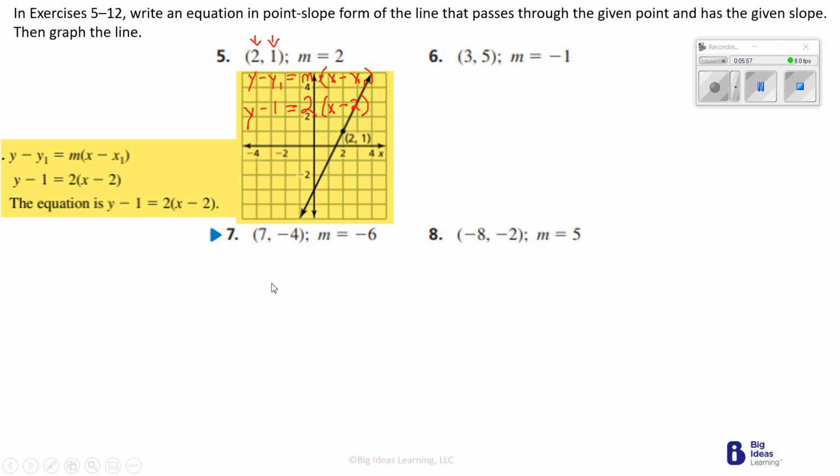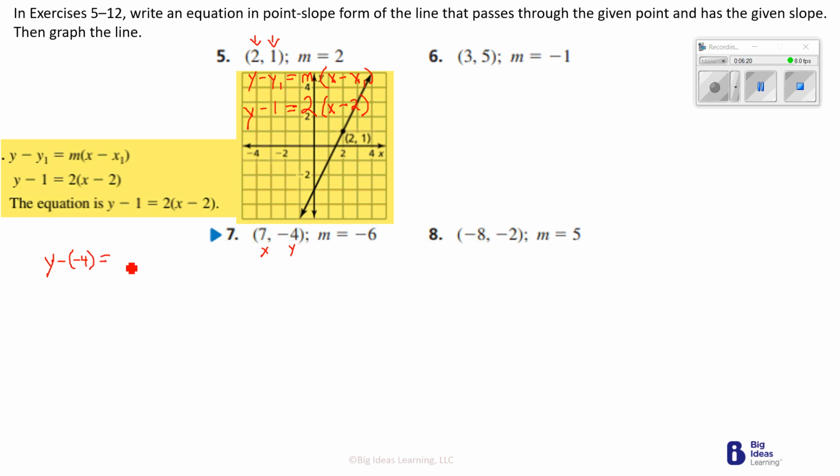All right, number 7. You got number 6. I'm doing number 7. And I'm going to try to write this stuff out of the way this time over here. This time I have y minus. Remember, this is my y. This is my x. So I'm going to have a negative 4, right? Negative 4.